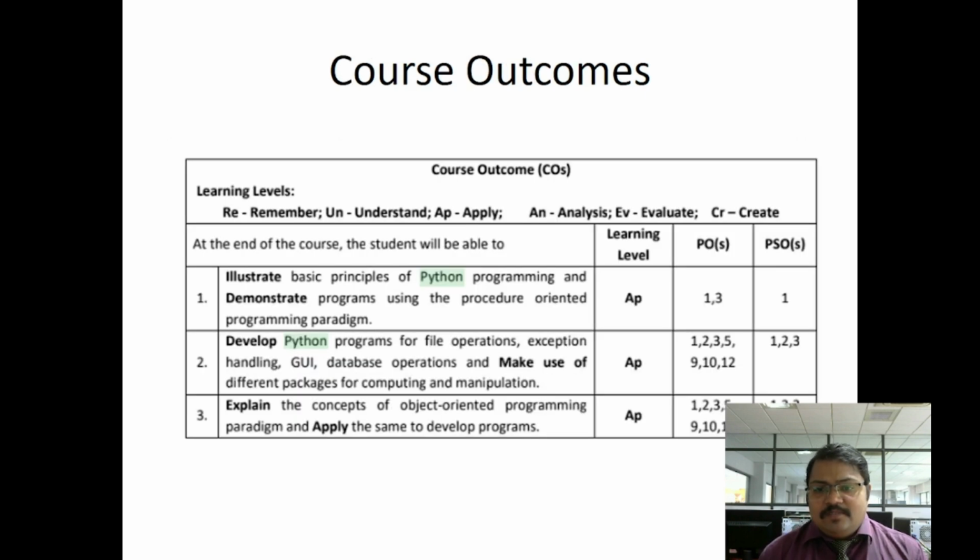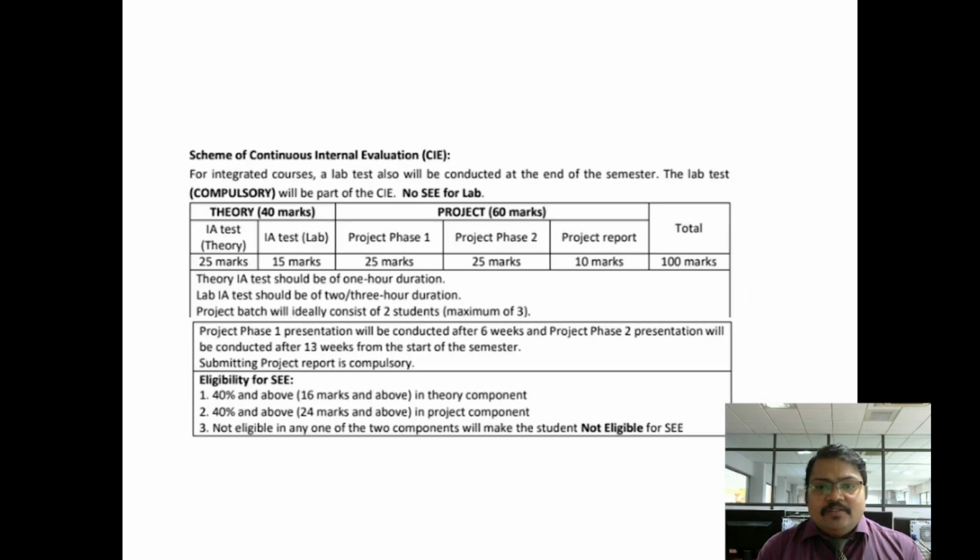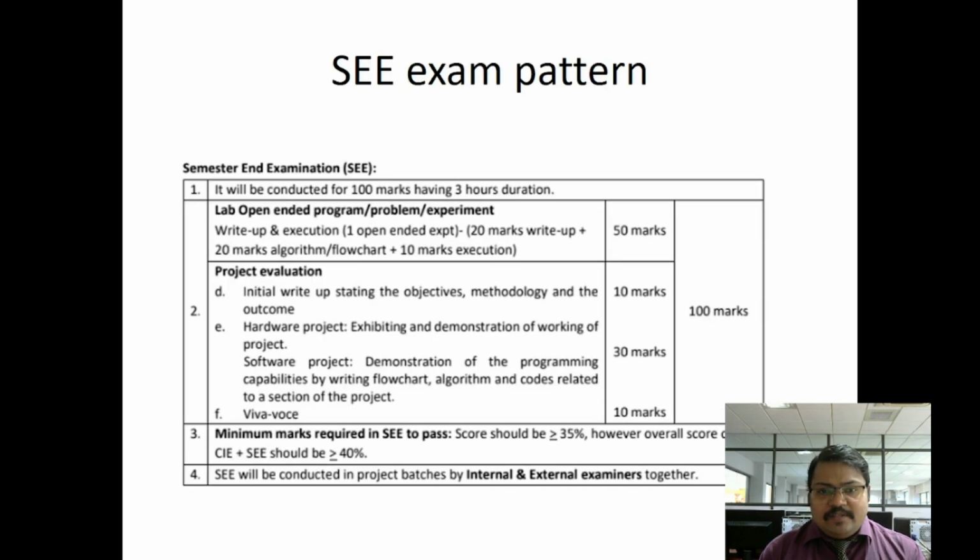So here the course outcomes are specified. Illustrate basic principles of Python programming to demonstrate the program using the procedure-oriented programming paradigm. Then we have the second course outcome: develop Python programs for file operations, exception handling, GUI, database operations, and make use of the different packages for computing and manipulation. The third outcome of this course will be: explain the concept of object-oriented programming paradigm and apply the same to develop programs. So the scheme of evaluation has been shown over here.